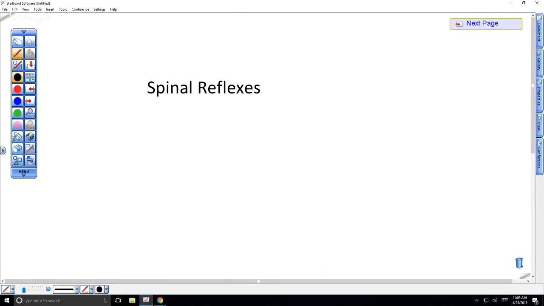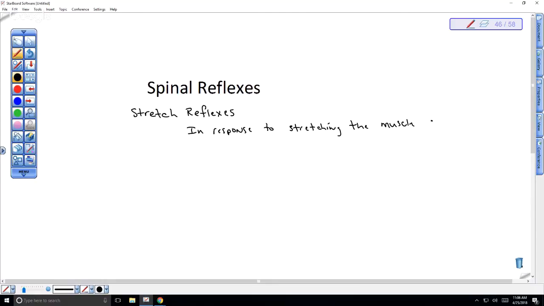Okay, so the first type of spinal reflex that we're going to talk about are stretch reflexes. And these are the ones that we're going to look at in lab. And this is an interesting one because in response to being stretched, the muscle actually contracts.